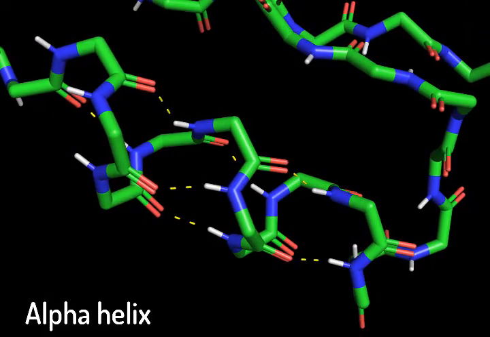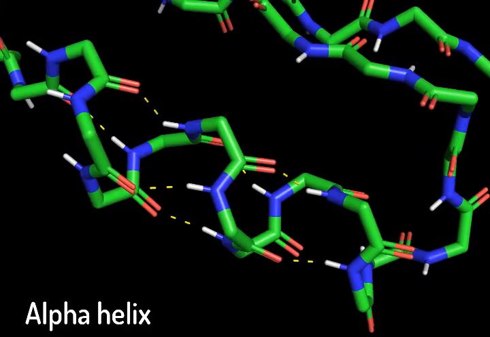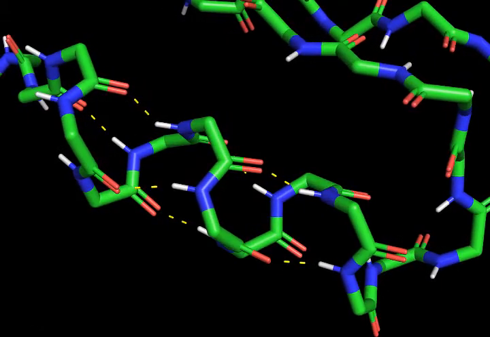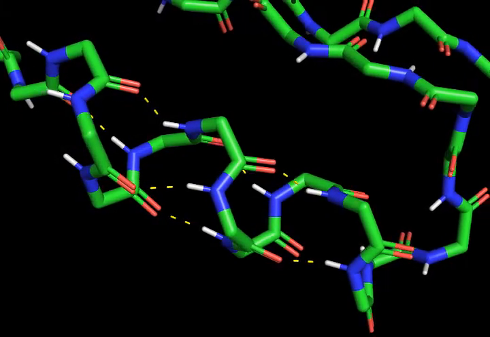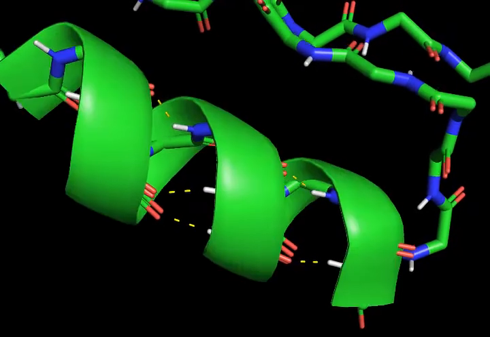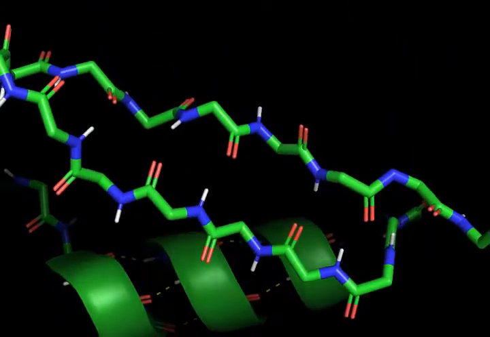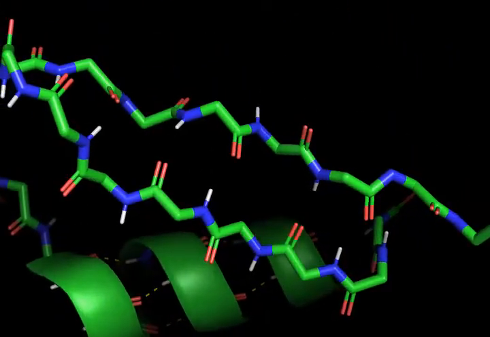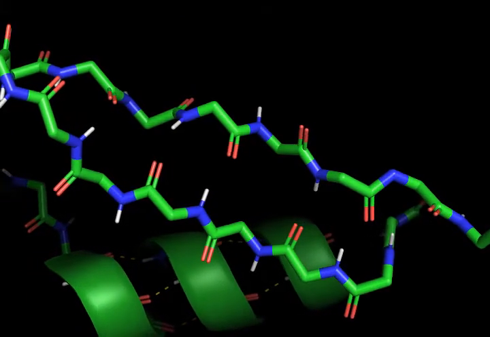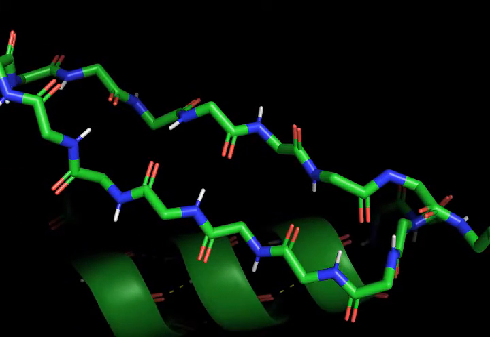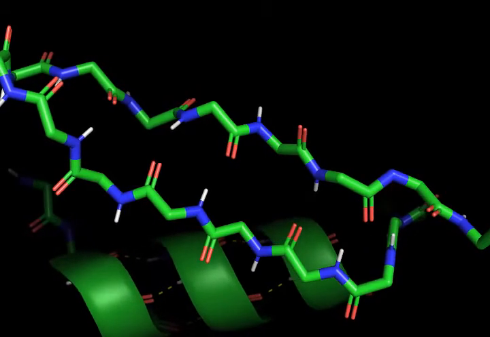Alpha helices are a very common element of protein secondary structure, and we often simplify their visualization by drawing them as a cartoon. You can see the cartoon there disappearing round the back while we go to look at the next element of protein secondary structure, the beta sheet.